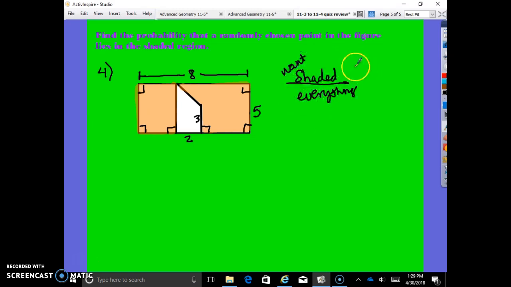So what is shaded? Well, shaded would be the rectangle minus the, what's that other shape? Rectangle minus trapezoid, all over rectangle, right? Rectangle minus trapezoid all over rectangle. All right, so what is our rectangle? That would be 8 times 5. 40. And 8 times 5 is 40.